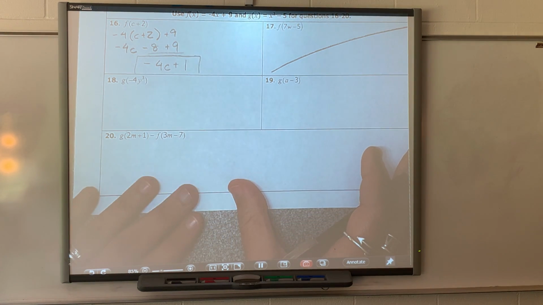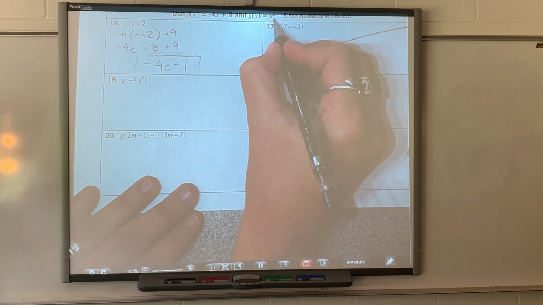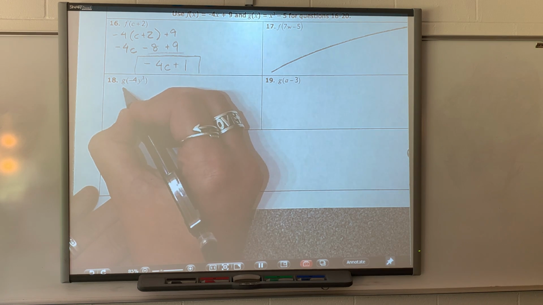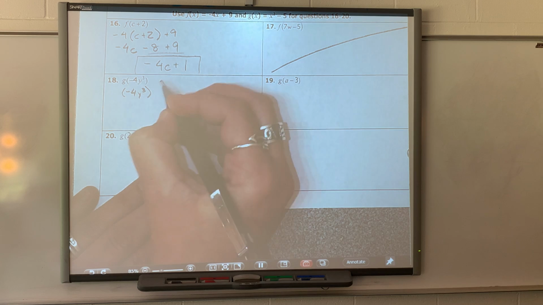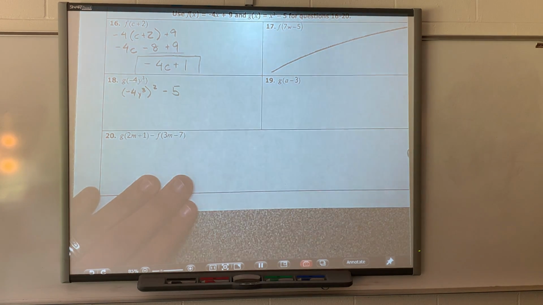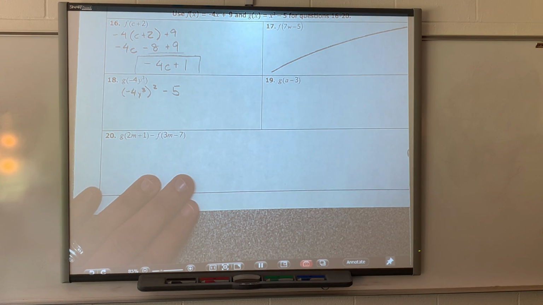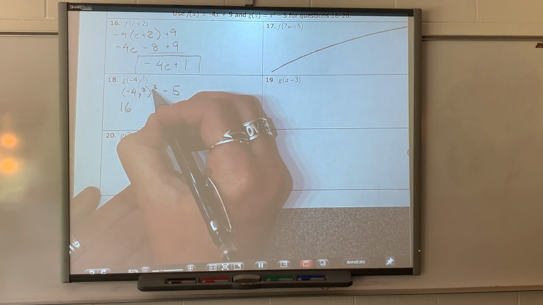Alright, the next one. I've got to use G, that's this one here. So I have x squared. Now this has some exponent rules. Okay, so I've got -4y to the third, all of that is squared, minus 5. Okay, so -4 squared. So -4 times -4 gives you what? Positive 16.